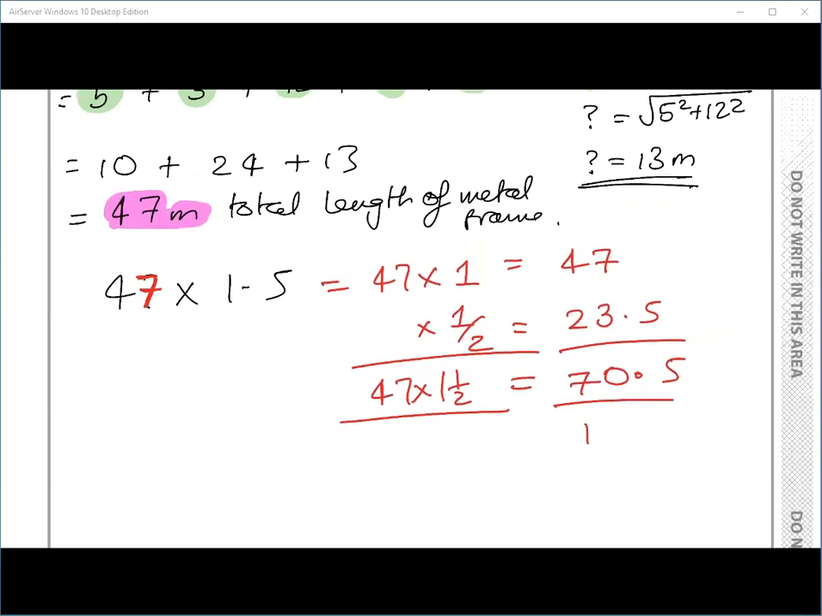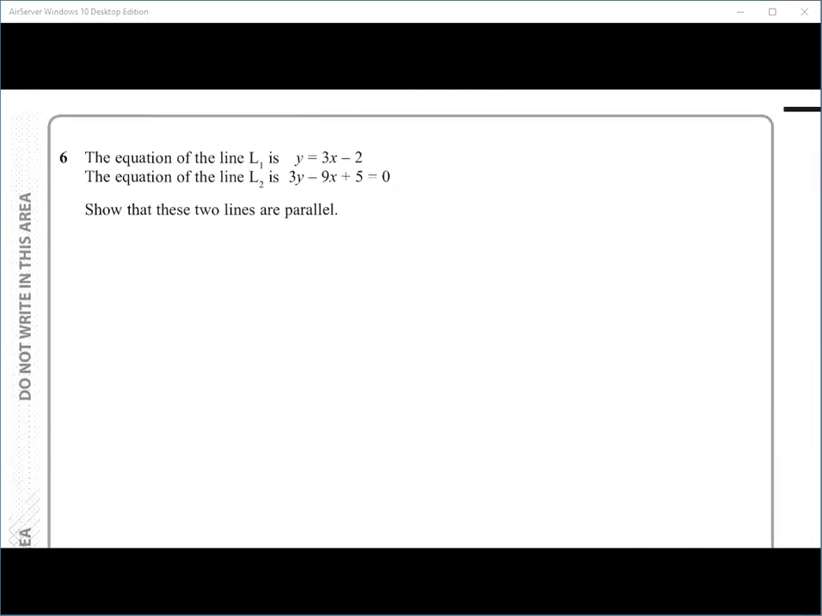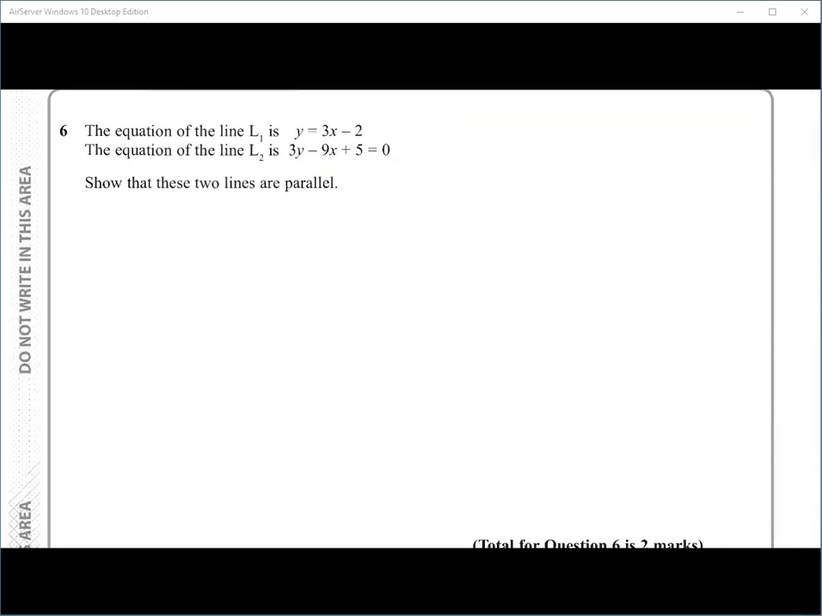Got that? Question number 6. Read the question first, please. The equation of the line L1 is y equals 3x minus 2. The equation of line L2 is 3y minus 9x plus 5 equals 0. Show that these two lines are parallel.